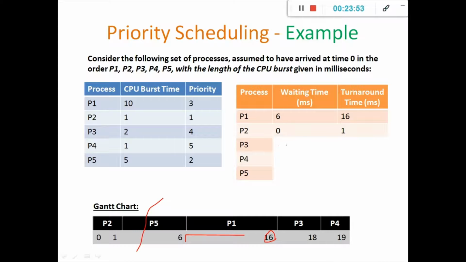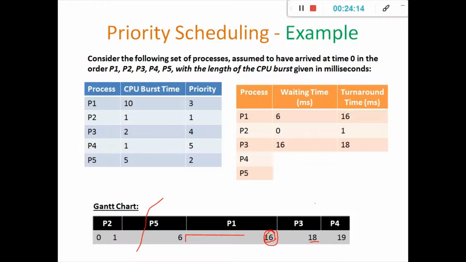If you consider process P3, its waiting time is, see, it has waited until the 16th millisecond to get its turn of CPU. So the waiting time is 16 milliseconds and its completion time is 18 milliseconds.